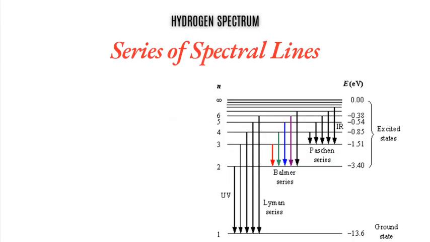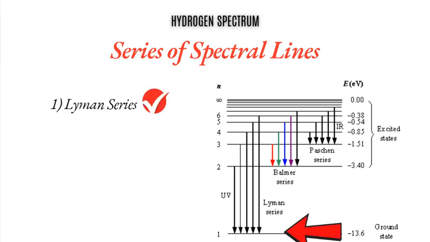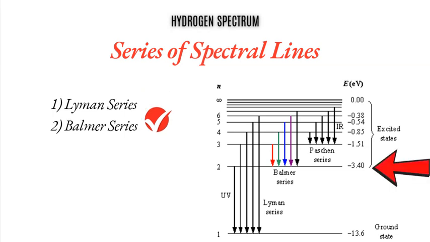The hydrogen spectrum consists of several series of lines, each corresponding to transitions ending at a particular energy level. The most well-known series are the Lyman series, which is observed when electrons make transitions to the n equal to 1 level, emitting ultraviolet light. Balmer series is observed when electrons make transitions to the n equal to 2 level, emitting visible light. The Balmer series is particularly important because it falls within the visible spectrum.